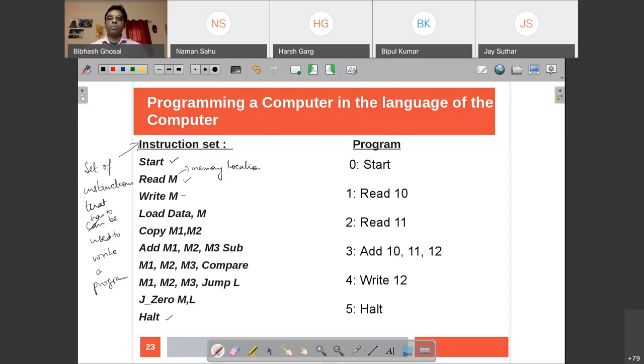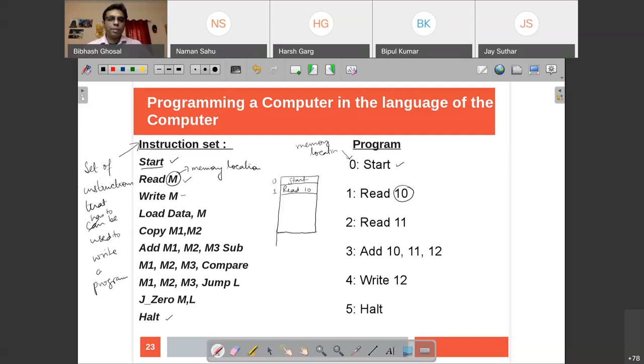Fine. I start writing a program. What do I do? I start. That's the instruction that will tell me that, okay, my program starts. And these 0, 1, 2, they are memory locations. Remember what I told you, that you have to write a program and put it in the memory. So it is location number 0 that I have put this instruction called start. In location number 1, I have put read. Location number 10, this is a memory location. What is the instruction? Read a memory location. So I must tell read which memory location?